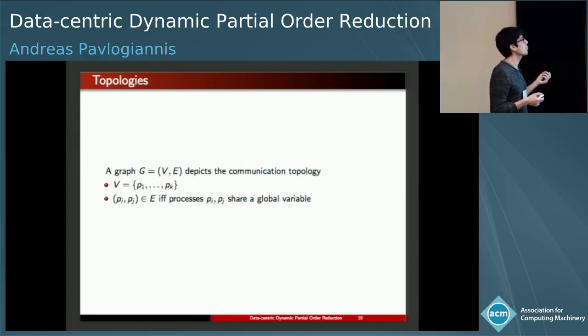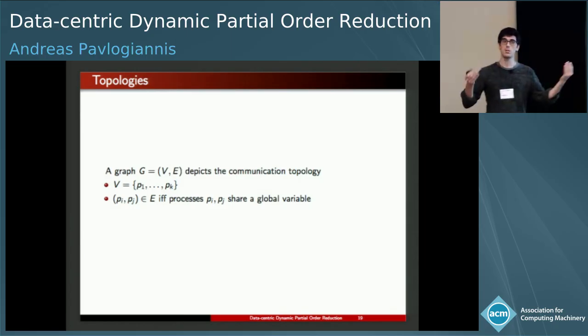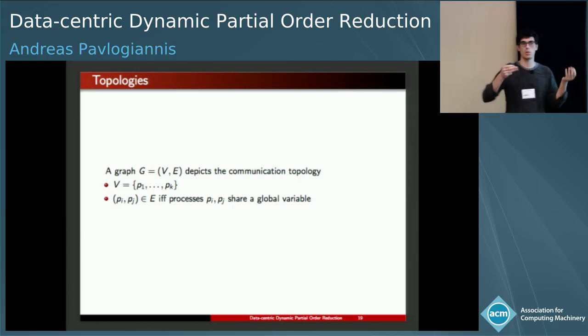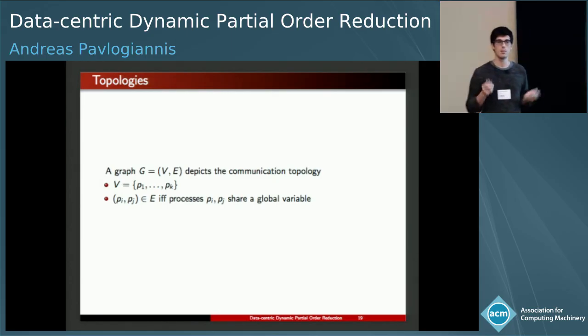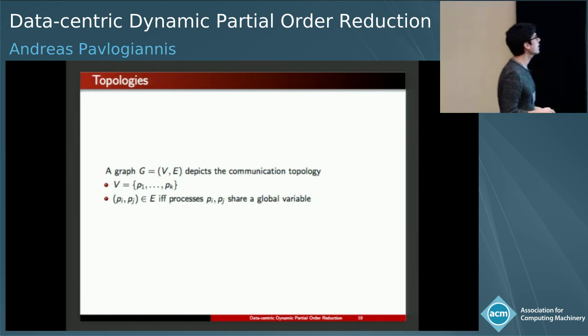And what I mean by communication topology essentially is the following. You have an undirected graph. You have one node for every process in your system, right? And you draw an edge between two nodes if the corresponding processes communicate over some common global variable. So if P1 and P2 both access a global variable x, you have an edge between them. Right? And the distinction I'm going to make here is whether these graphs have cycles or not.